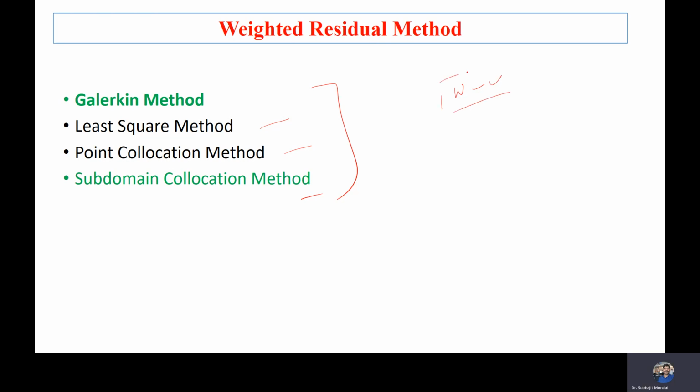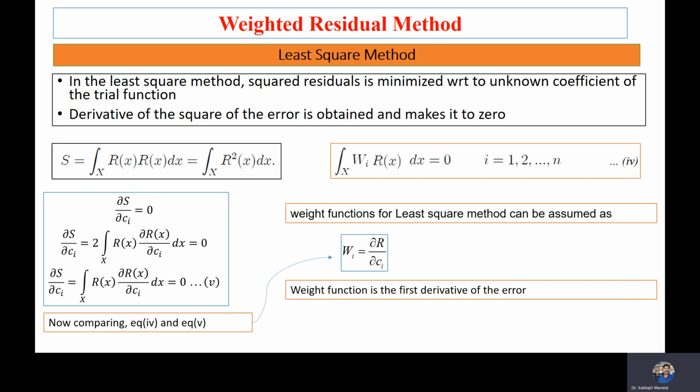function, and we try to minimize the error in an average sense over the entire domain and get our solution. In the least square method, what happens? We basically find the square of the error and minimize the square of the error with respect to the unknown coefficient. Here you just see the term is least square. So we find the square of the error and try to find the least error.